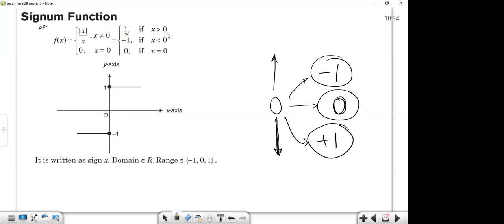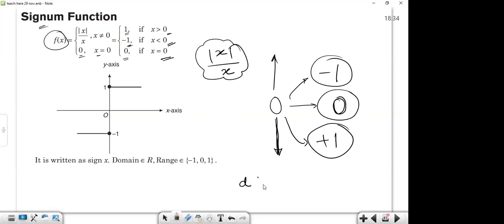An output of one represents that your number is more than zero. Minus one represents that your number is less than zero. Zero represents that your number is zero. So basically how this function works: if the number is zero, of course the output is zero. And if it's not zero, then it is calculated on this basis: modulus of x upon x.